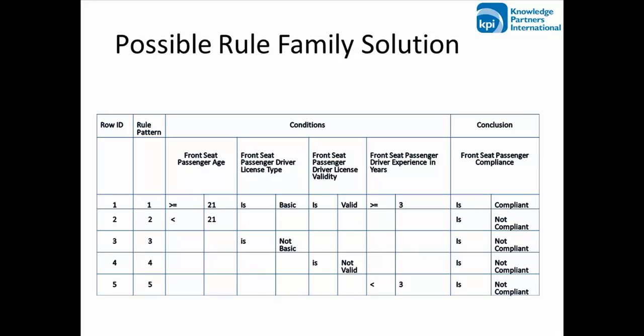There's another column here called rule pattern. Rule pattern simply indicates which cells are filled in. So if we had another row that had the first condition column filled in but none of the others, it would be a rule pattern 2. We're not going to go into rule patterns in this presentation, but they are very helpful in looking for errors in the logic.